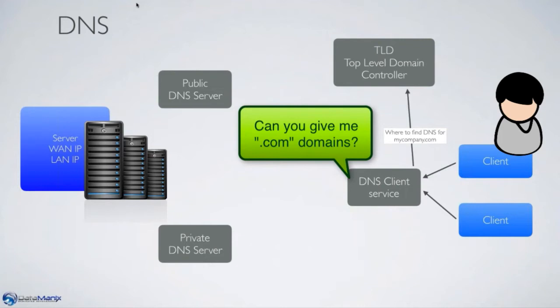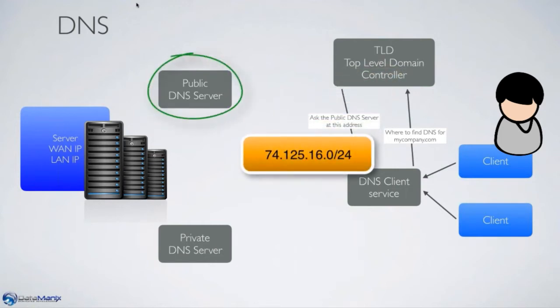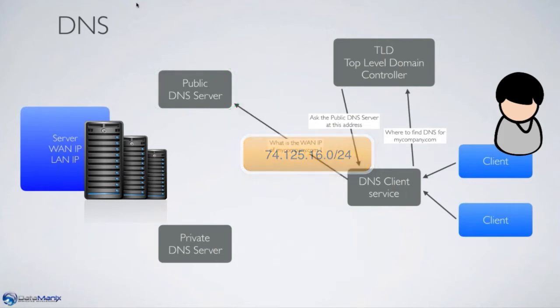about where to find mycompany.com information. So the top-level domain server answers that request and says, okay, you can go and ask this public DNS server at this IP address. So now the client knows that it needs to ask a public DNS server. And with the public DNS server, we are talking about a server that is public on the internet.